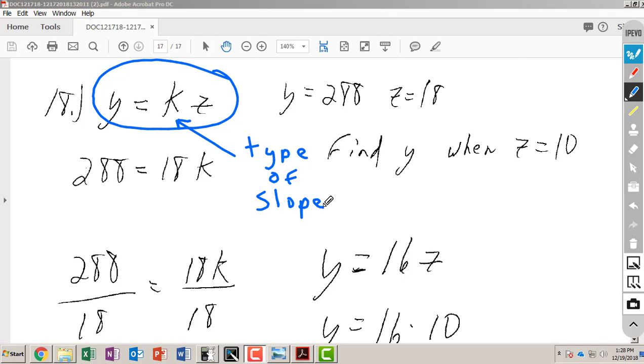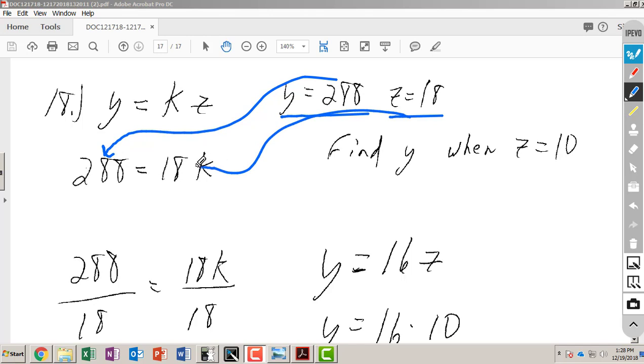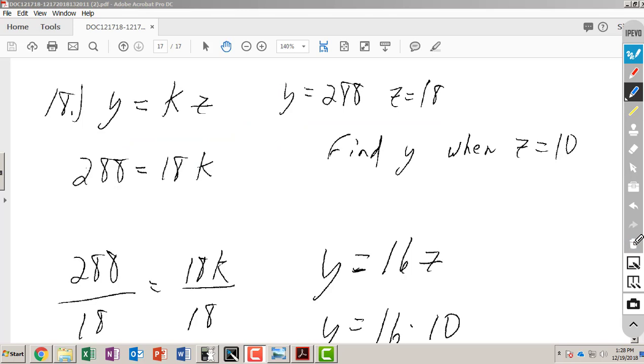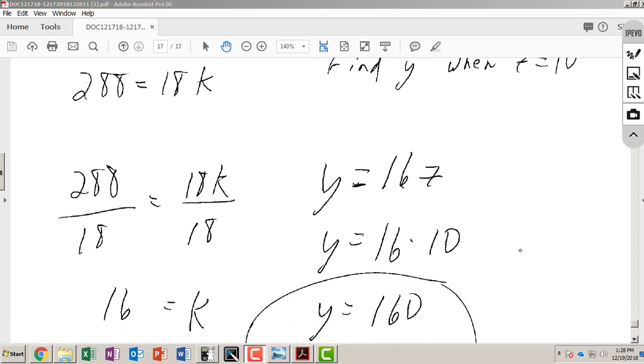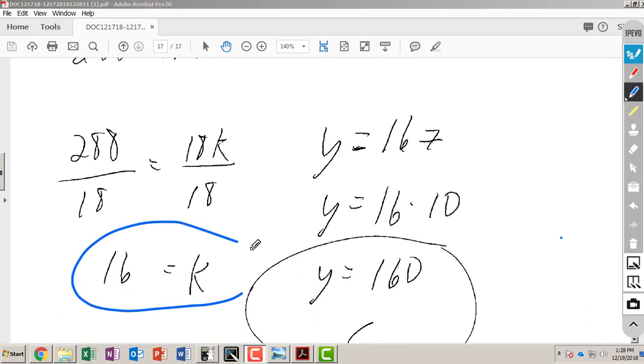Since it says that y equals 288 when z equals 18, I can figure out what k is by using substitution. In place of y, I'm going to put 288. In place of z, I'm going to put 18. And so I end up with the equation 288 equals 18k. Now I can find my slope, also known as the constant of variation, just by dividing both sides by 18. And I end up with my slope, or my constant of variation, being 16.